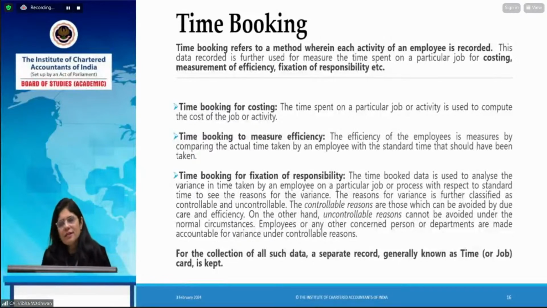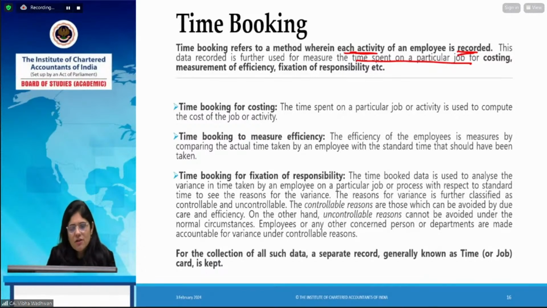Time booking, as I told you, how the worker spends his time during the day in the organization. Wherever he goes, what all he spends the time in every department, on every job, on any activity, everything is noted down. So time booking is where each activity of the employee is recorded. Clear? The data is recorded further to measure the time spent on a particular job, for costing, efficiency, and responsibility.